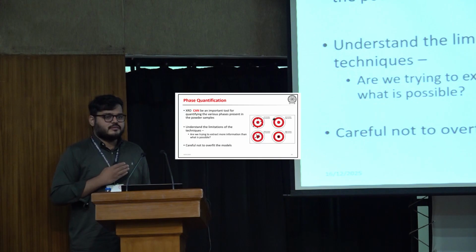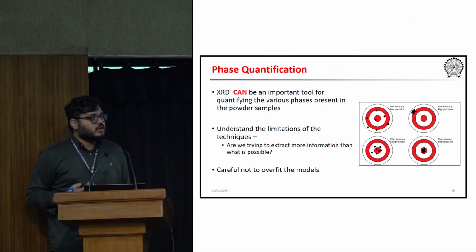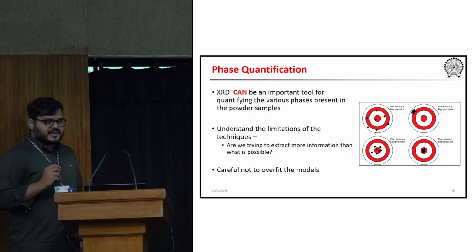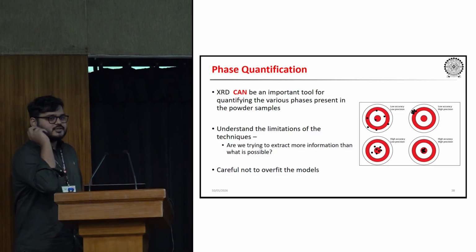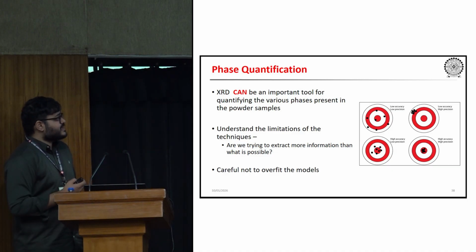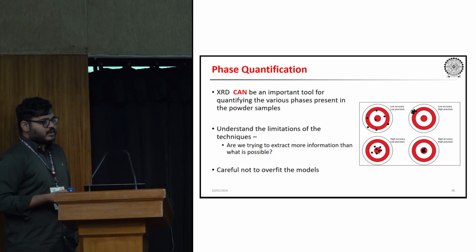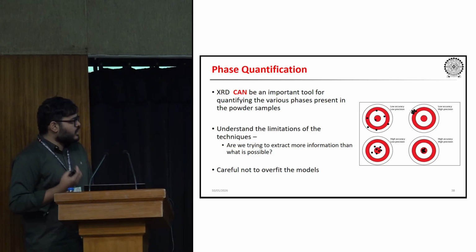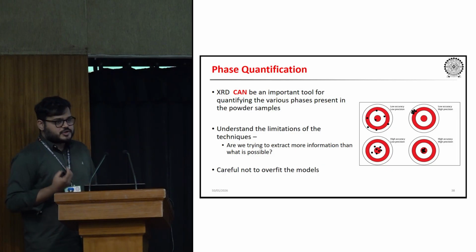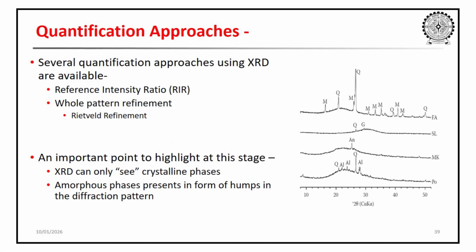For example, in most of the cement plants now you have an XRD, and they are able to automate the phase quantification. But again, Professor Shashank was mentioning, it's like throwing darts on the board, right? It can be an important tool for quantifying the various samples, but we need to clearly understand what the limitations of the technique are. We should not try to extract more information than what is possible. And we should be very careful not to overfit the data models, right?